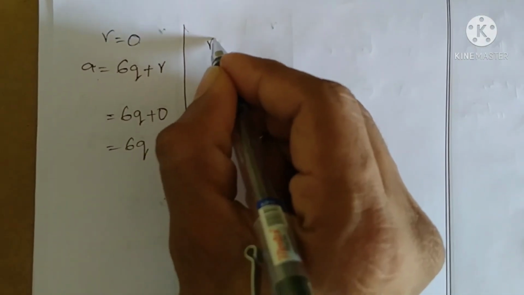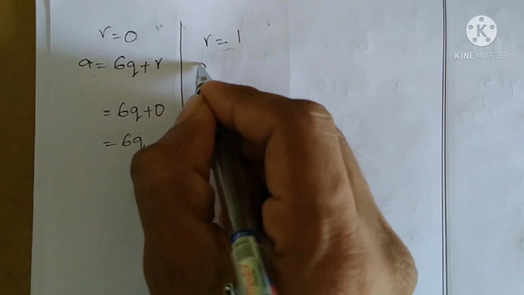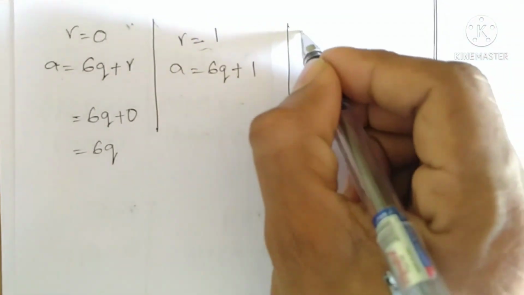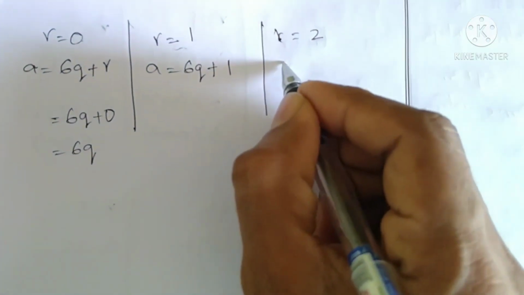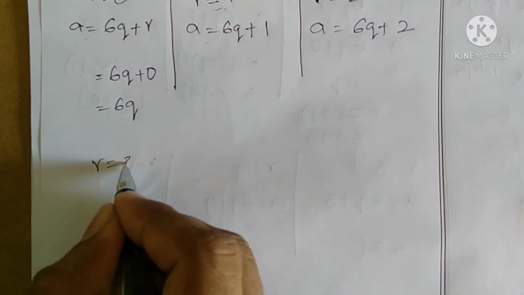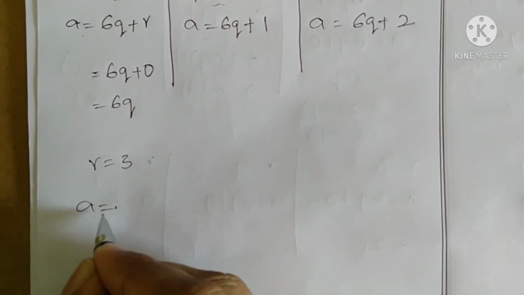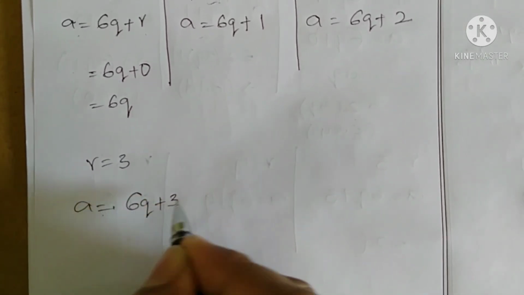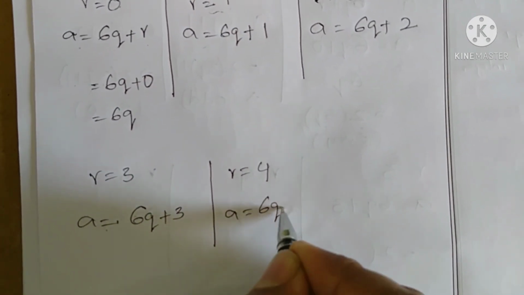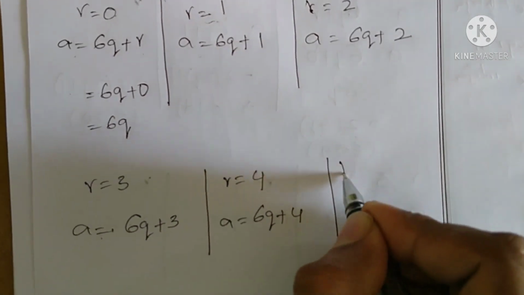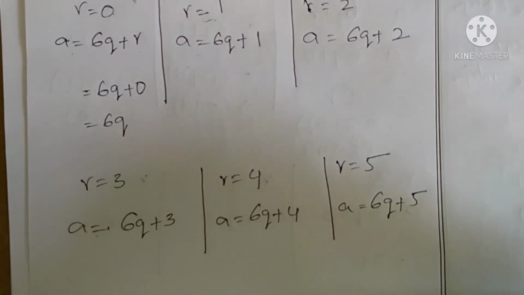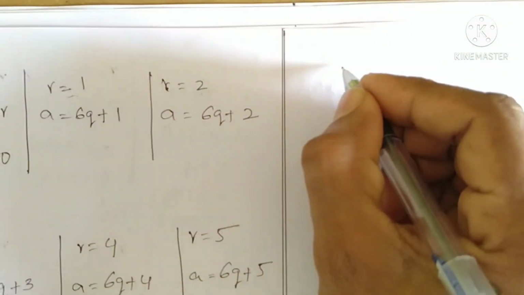Next, if r is equal to 1, a is equal to 6q plus 1. If r is equal to 2, a is equal to 6q plus 2. If r is equal to 3, a is equal to 6q plus 3. If r is equal to 4, a is equal to 6q plus 4. If r is equal to 5, a is equal to 6q plus 5. So this is our rough work.